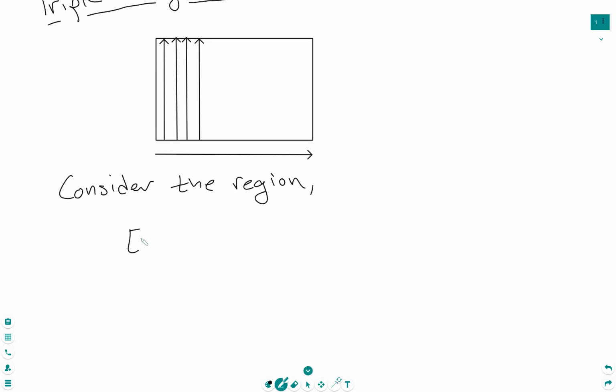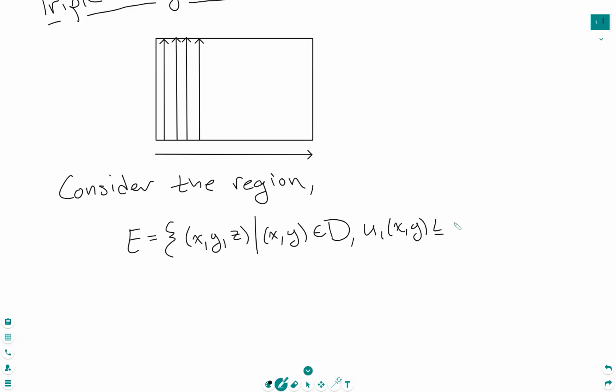We'll call this one E. And it is all of the points x, y, and z such that all of the ordered pairs made up by x and y exist in some other domain that we'll call D. And then we have functions of 2 variables that bound the z component.